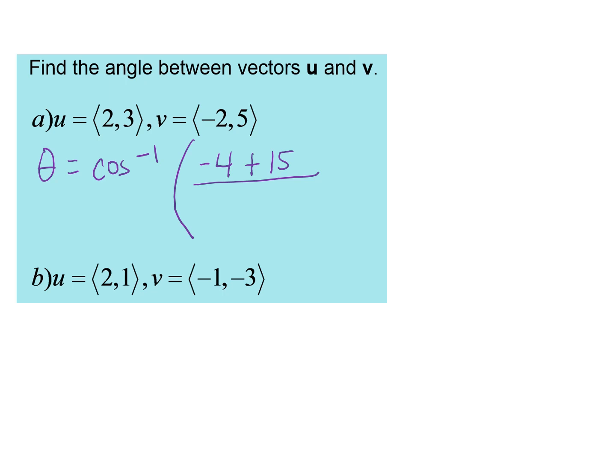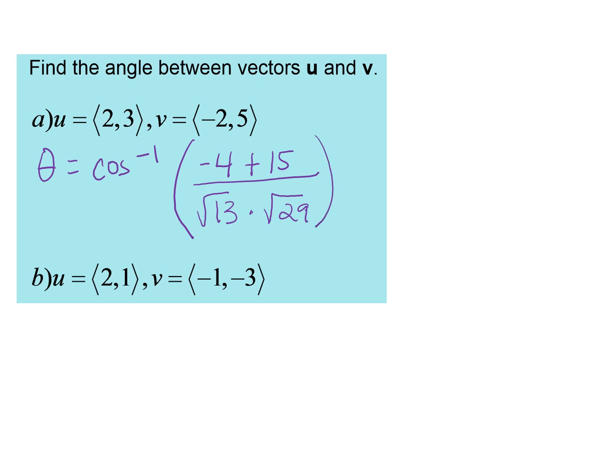And then remember that the denominator is the magnitude of the two vectors. And the magnitude, again, that's where we use the Pythagorean Theorem. So if I take vector u, the square root of x squared plus y squared, that's going to give me 4 and 9, which would be the square root of 13. And then we are multiplying that by the magnitude of vector v. So again, Pythagorean theorem, the square root of x squared plus y squared, which would be 4 plus 25, so the square root of 29.